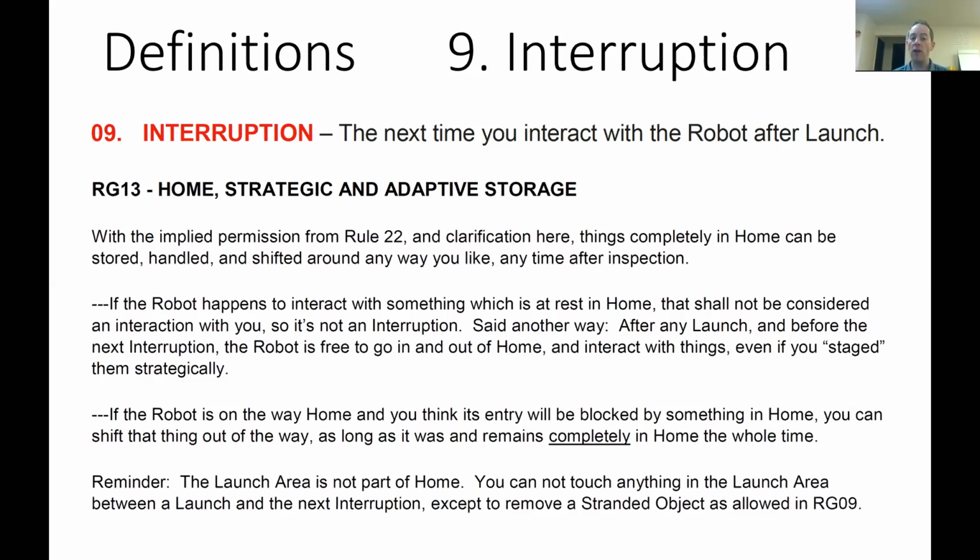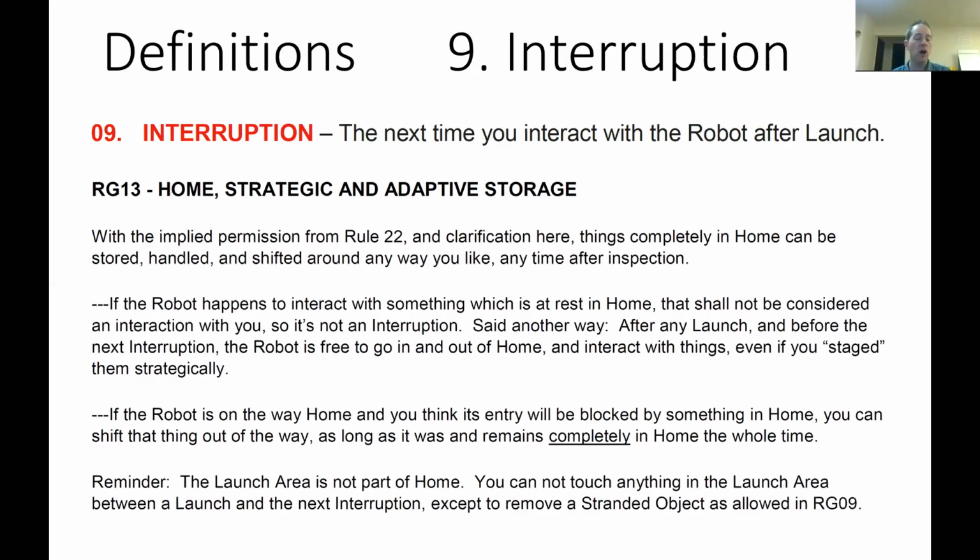If the robot is on the way home and you think its entry is going to be blocked by something in its home, like it's driving in a direction you didn't plan on it, you can move that thing out of the way so the robot can safely make it into home, as long as the thing you're moving out of the way was and remains completely in home the whole time. You're not allowed to lift it out of the way and pull it back over the wall. You're not allowed to push it out over the field or over the mat. But as long as it stays in home, you could lift it really high, because home extends up to the stratosphere. But you have to make sure that it stays within those invisible walls, and then you could set it back down someplace else.